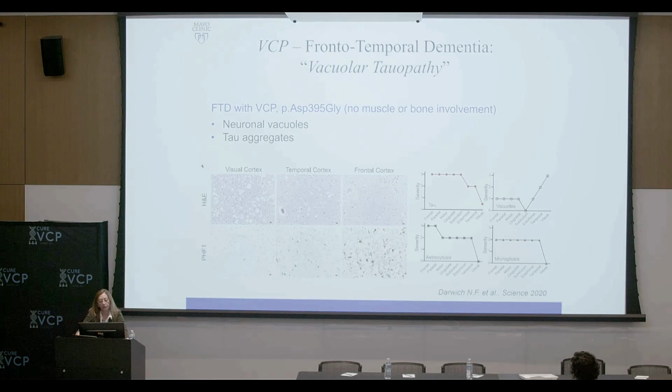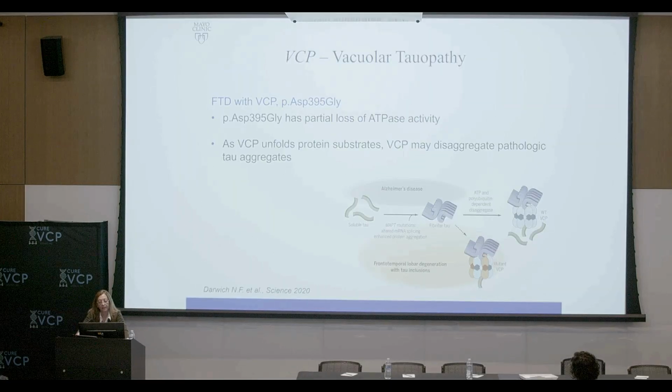So moving from the frontal cortex to the visual cortex, the degenerative changes and the tau accumulation were decreasing, and the vacuolar changes were increasing. Now, interestingly, while most of the VCP mutations associated with multisystem proteinopathy result in increased ATPase activity, this one causes loss of ATPase activity. So the thought is that because VCP can unfold the protein substrate, if it is mutated, it favors the accumulation of the tau that tends to accumulate.